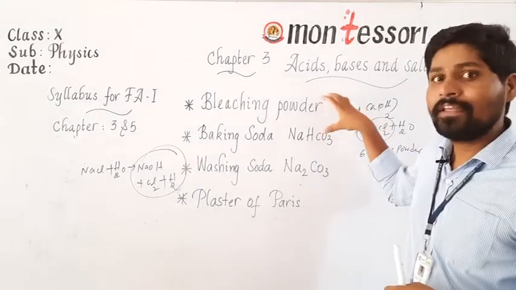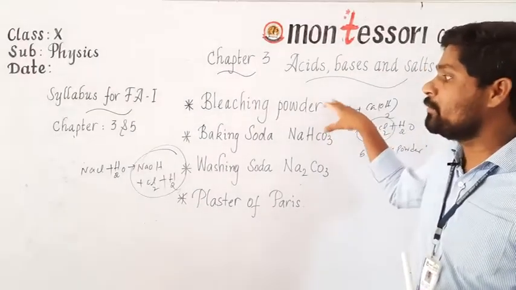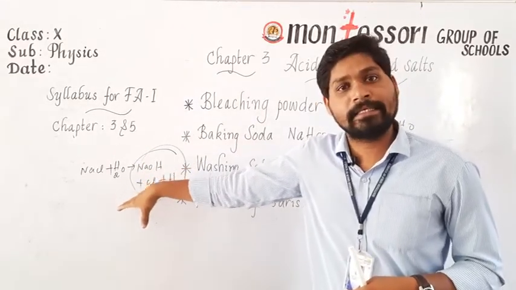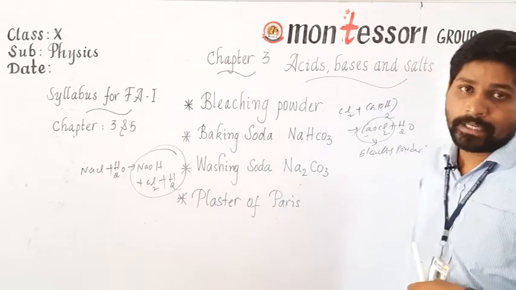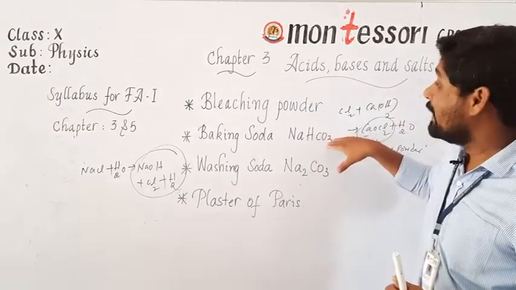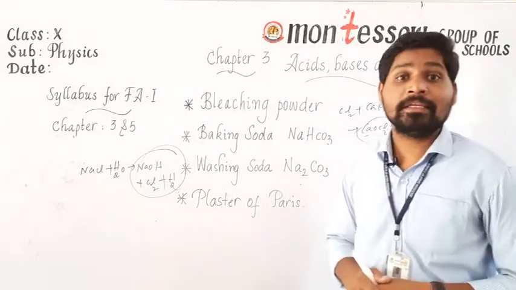Of course, you know very well, again we are getting this bleaching powder from sodium chloride only. Is it clear? The next and most important product that we get from this sodium chloride is baking soda.